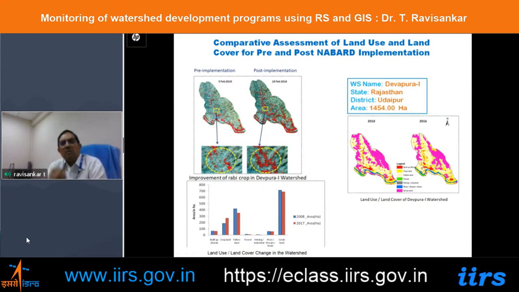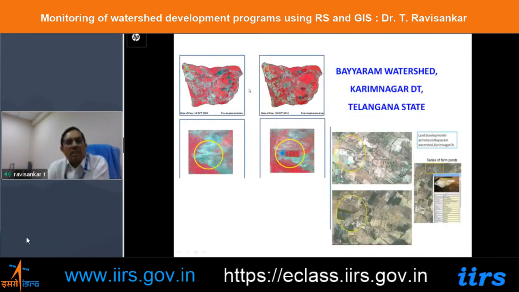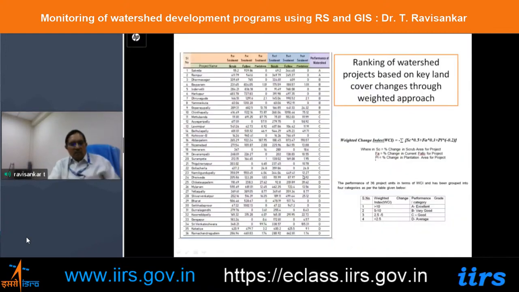This is another example from Karimnagar district of Telangana. You can see under one watershed the water harvesting structure and the development of agriculture and other things. And one of the significant things NABARD has asked us is, sir, can you rank the watersheds based on certain criteria, which has performed well and which has not, because the people are more interested to see how their financial investments have really gone or impacted.